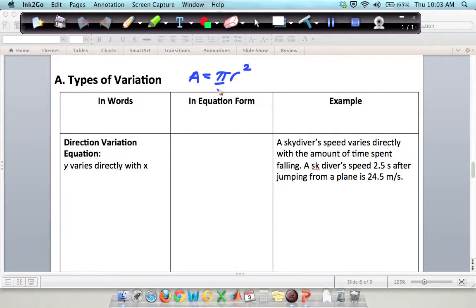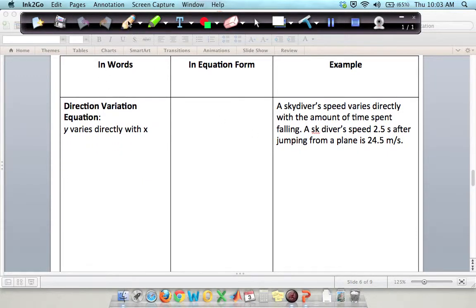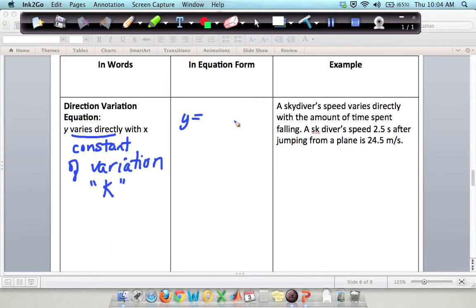So we're going to look at a couple of different types. The first one we're going to start with is a direct variation equation, and it's written as y varies directly with x. So the way you would write this in equation form is y equals, for that varies directly, that's your constant of variation, which is assumed to be there. It's not stated outright, but it's assumed to be there, just like we had pi for area equals pi r squared. And they use the letter k for this constant. So y varies directly with x, so y equals k times x.